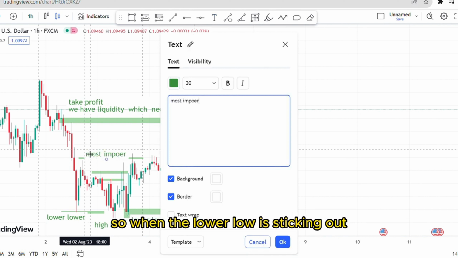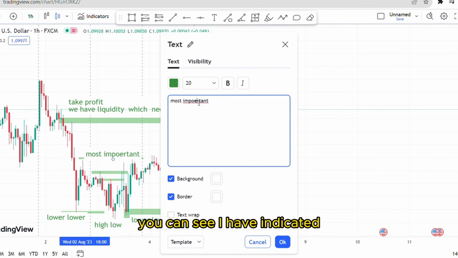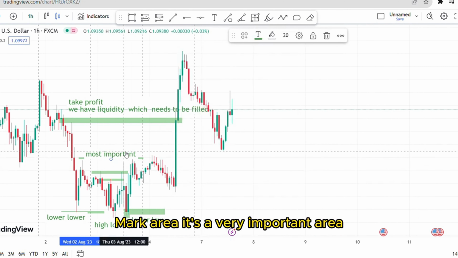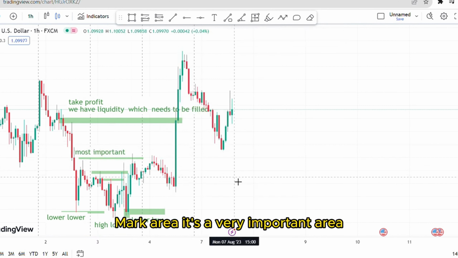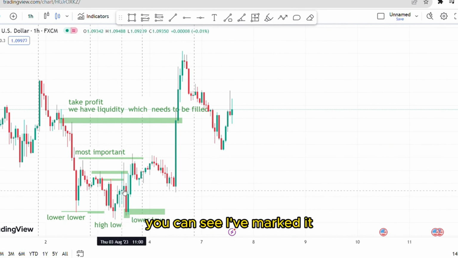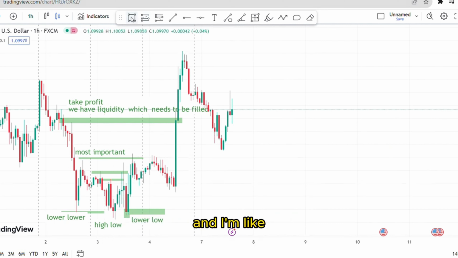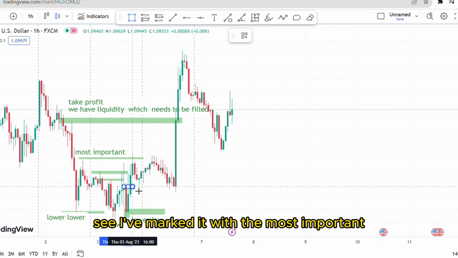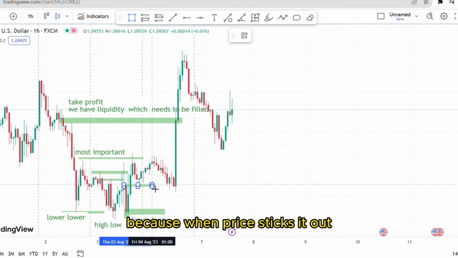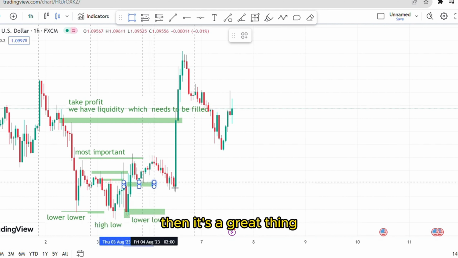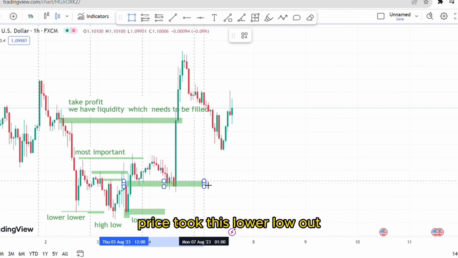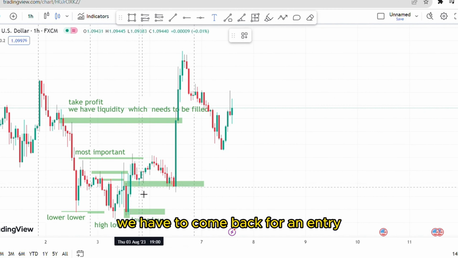So when the lower low is taken out, you can see I have indicated this is our precious mark area. It's a very important area. You can see I've marked it as the most important because when price takes it out, then it's a great thing. So as you can see, price took this lower low out, and when it did that, we have to come back for an entry.